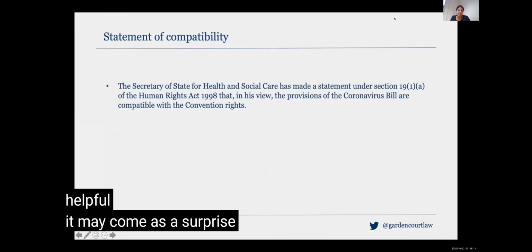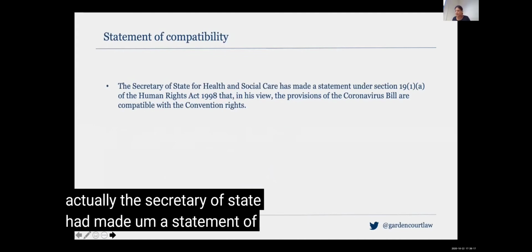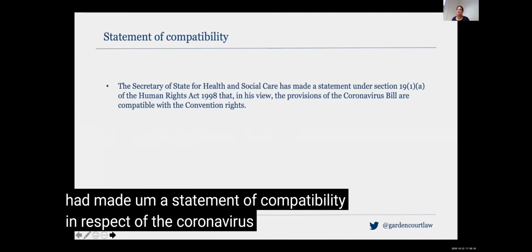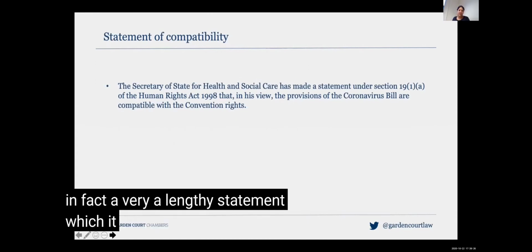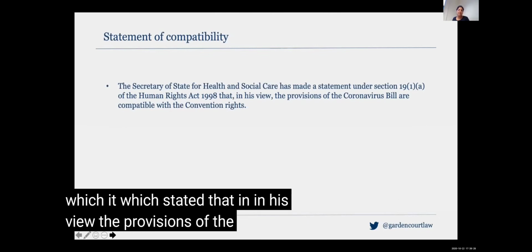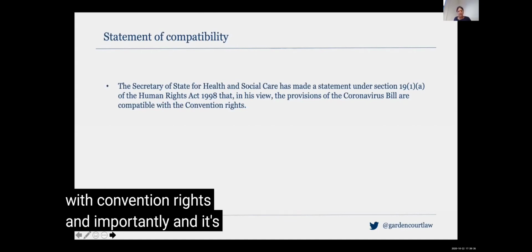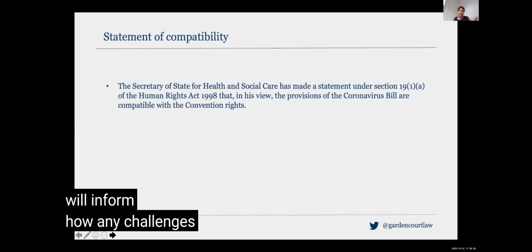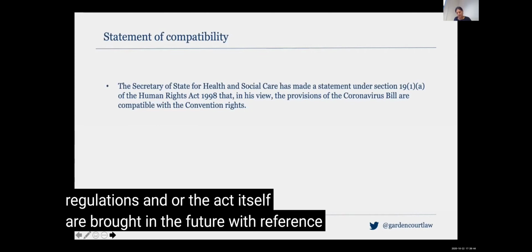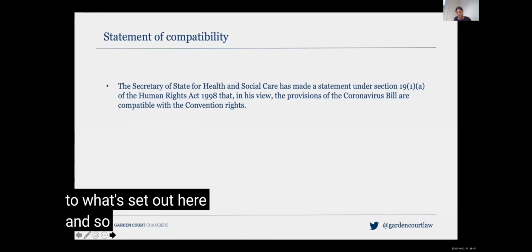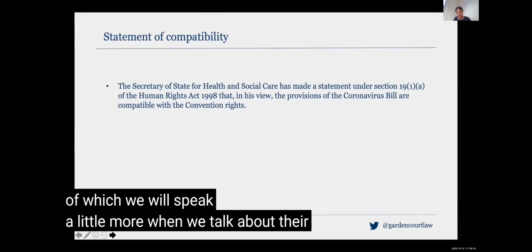It may come as a surprise to you, it came as a little bit of a surprise to me, that actually the Secretary of State had made a statement of compatibility in respect of the Coronavirus Act, and that in fact a lengthy statement which stated that in his view the provisions of the coronavirus bill as it was are compatible with convention rights. And importantly, this will inform how any challenges to the regulations and or the Act itself are brought in the future with reference to what's set out here. And it was specifically addressed to the Joint Committee on Human Rights, of which we will speak a little more when we talk about their more recent report.